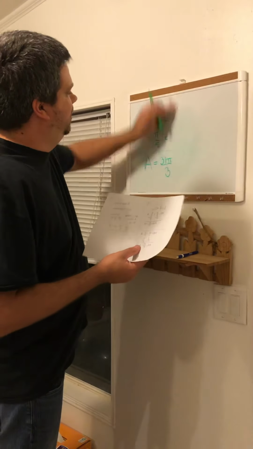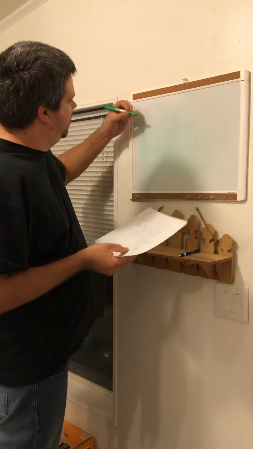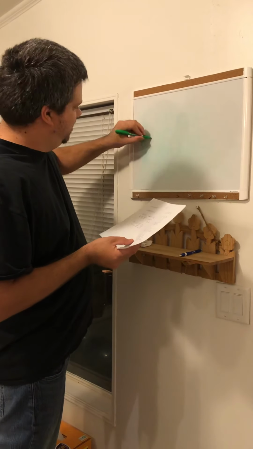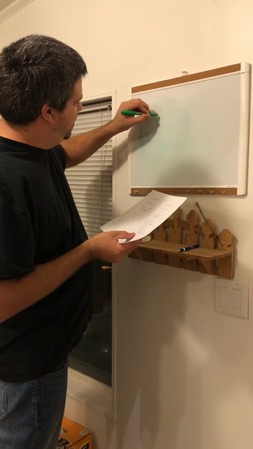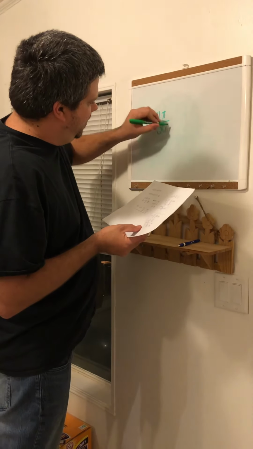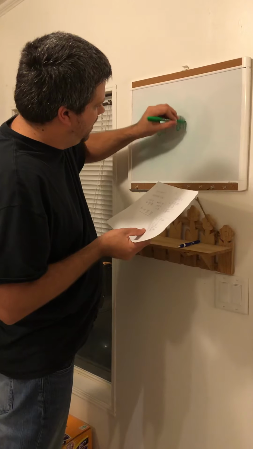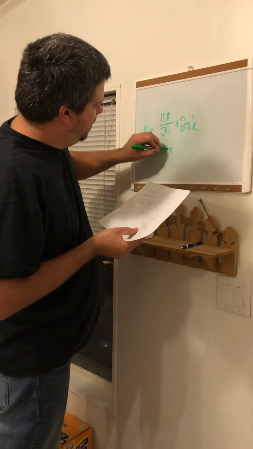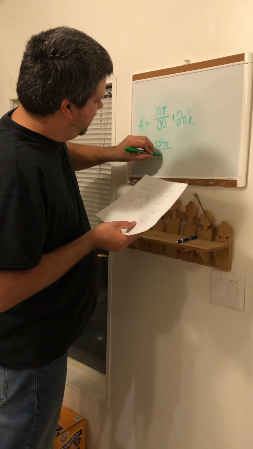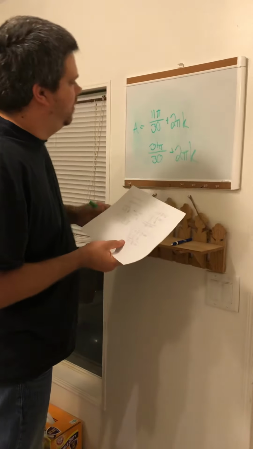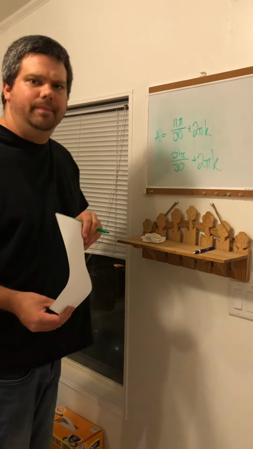So for this one here, your two answers for a are 11 pi over 30 plus 2 pi k, and 31 pi over 30 plus 2 pi k. And that would be your answer for it.